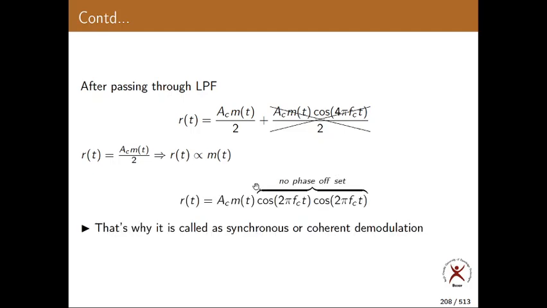Okay. Now, why is it called synchronous or coherent? What is the meaning of synchronous and coherence? You can clearly see here we have two carriers. This carrier is at the transmitter or at the modulator, correct? So the first carrier is at the modulator, and this carrier is at the demodulator. So we also call it a local carrier.